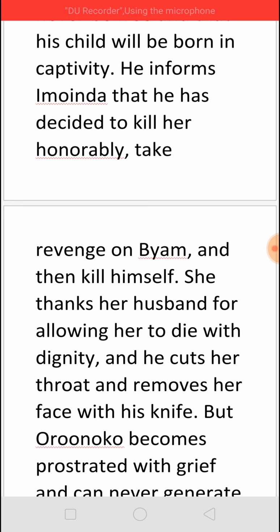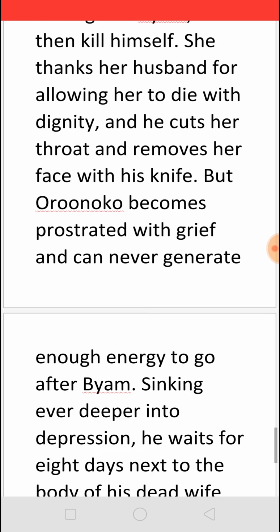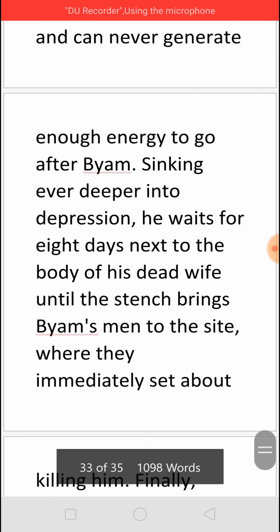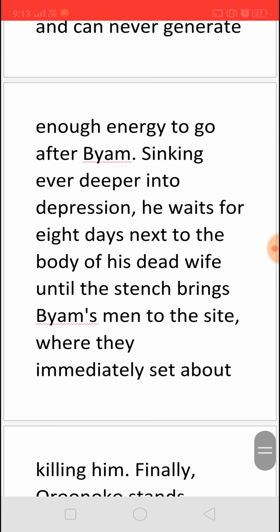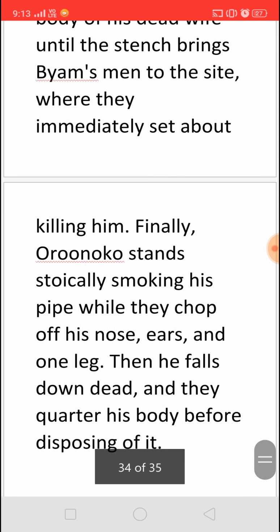Imoinda also thanks her husband for allowing her to die with dignity, and then Oroonoko cuts her throat and removes her face. But after cutting her head, Oroonoko is filled with grief that he never gets the energy to follow Byam, and he sits next to the dead body of his wife for 8 days. And after the dead body decays, the stench brings Byam's men to where Oroonoko is, and they go to the work of killing him.